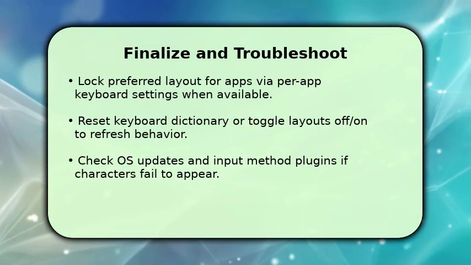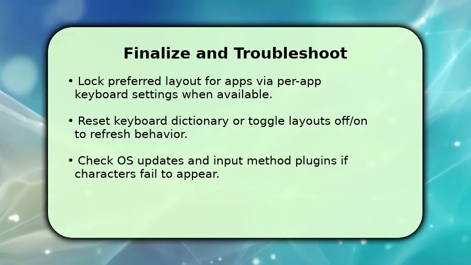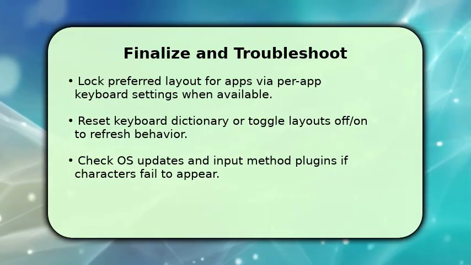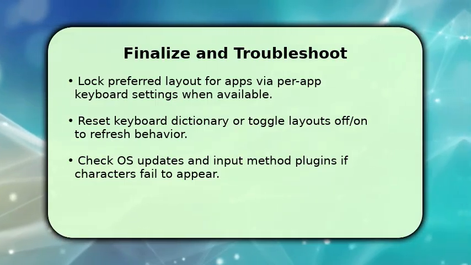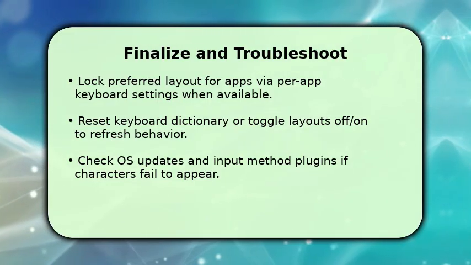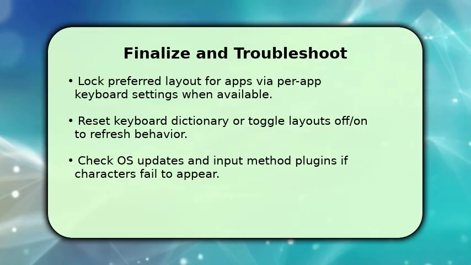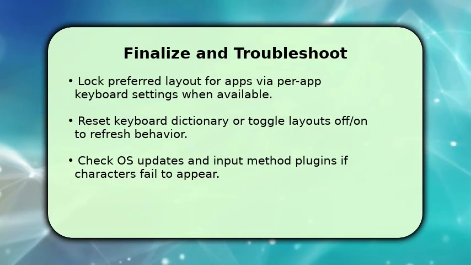You finish by configuring per app preferences so your messaging app stays in one language while your document editor uses both. That makes behavior predictable. Once set, test typing a paragraph and confirm autocorrect and shortcuts behave as expected.